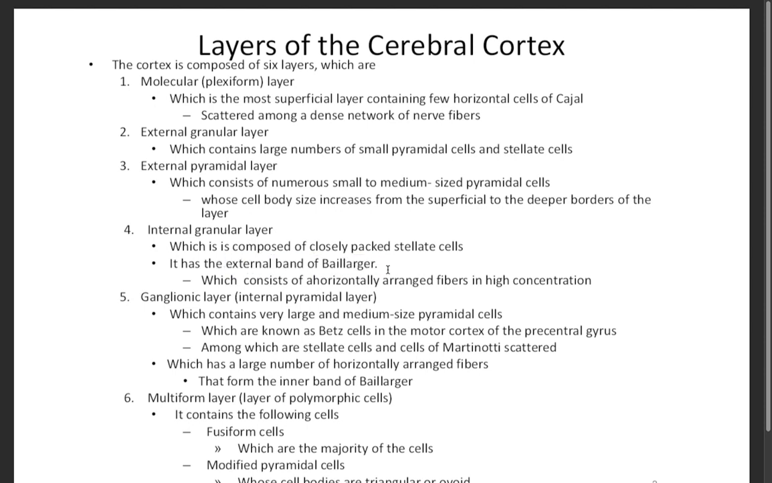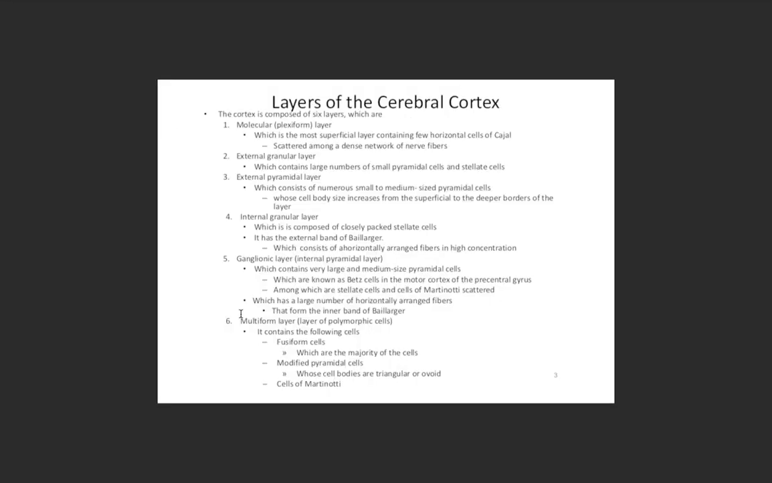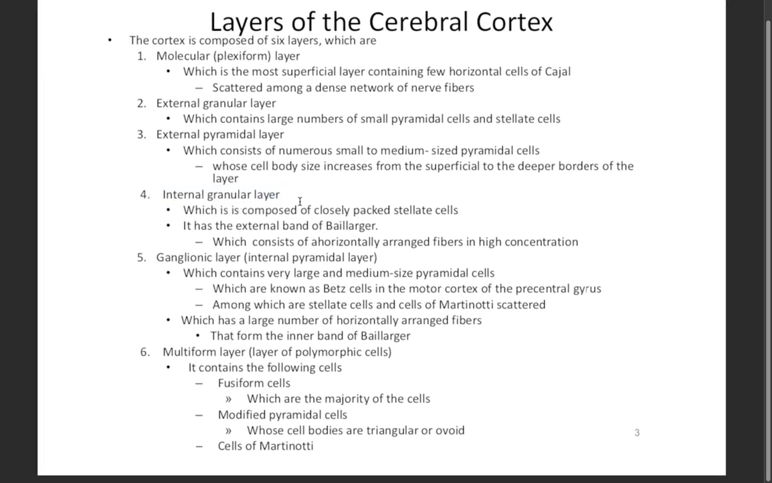Okay, this is very important because we will have an internal band in the fifth layer. However, the external band of Baillarger is in the fourth layer, and this band consists of horizontally arranged fibers in high concentration. The most important point is that these fibers are horizontal. So again, in the internal granular layer you need to be aware of two pieces of information. It is composed mainly of closely packed stellate cells, and it has the external band of Baillarger. These bands have horizontally arranged fibers in high concentration.